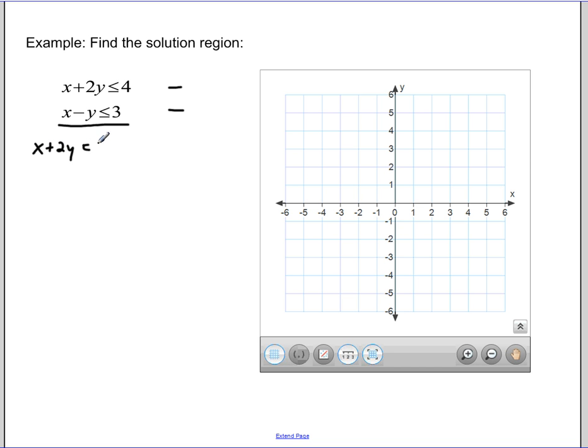with a solid line. I'll put that in black, and then we'll use in red x minus y is equal to 3. So we can see the two things together. All right, so how does this work out? Well, let's graph in black right here. X plus 2y is equal to 4.